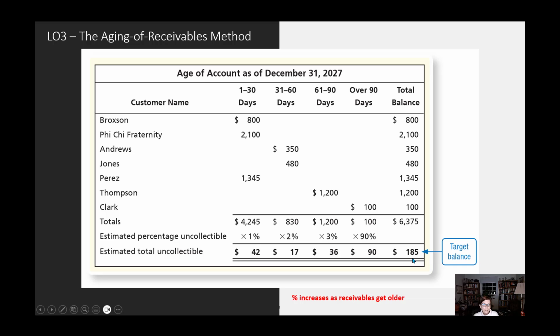So that 185 is the equivalent of what we had before when we had the 10,000. But instead of having one percentage, we have a whole bunch of percentages. Then the procedure is the same. Compare, this is the number you want, compare that to what you have in your allowance, and make your adjustment at the end of the year.